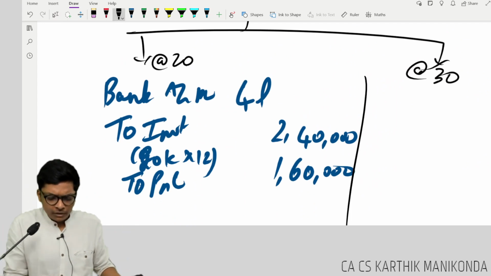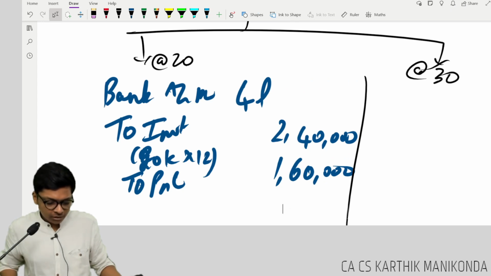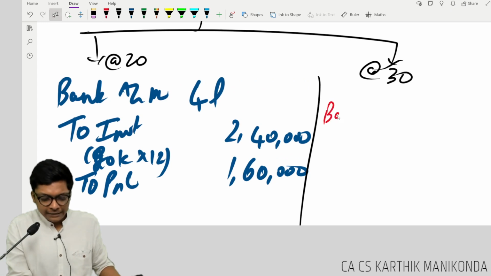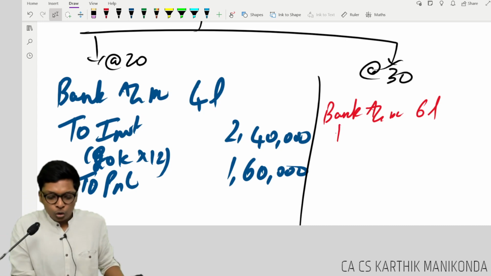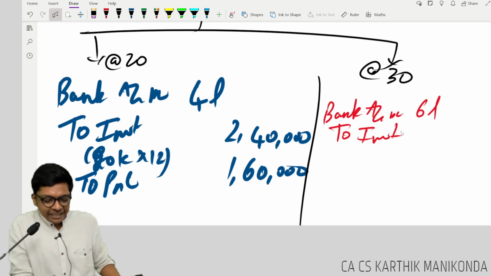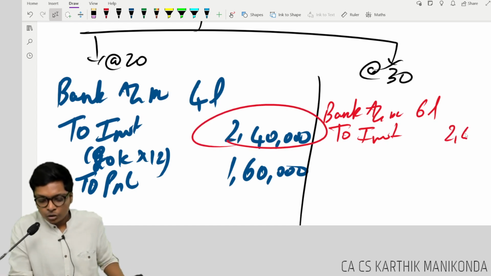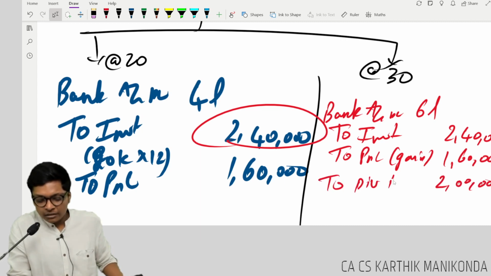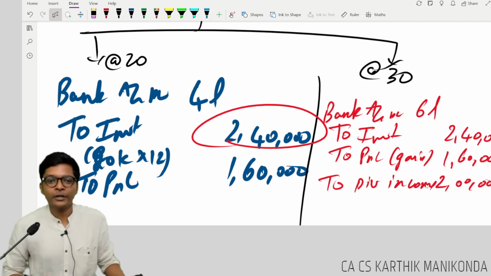But if he is going to sell at 30 rupees, the entry will be bank account debit 6 lakhs. 2 investments will remain the same, because cost will not change, 2 lakh 40. Profit and loss gain will remain at 1,60,000. The extra 2 lakhs he is getting is what, guys? Dividend income. Are you following?